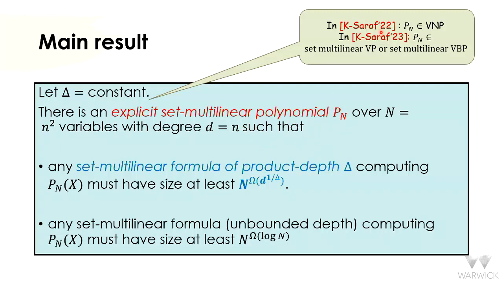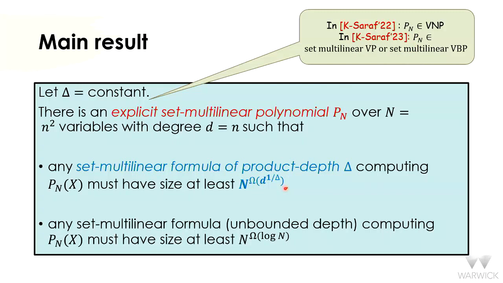So in prior work, we constructed this polynomial. It's some explicit polynomial, and it happens to sit in this class VNP that I'm not going to define. And in the new work, we've managed to construct polynomials that are now computationally simpler. So they now sit inside set multilinear VP. And we've also managed to construct a polynomial that's in VBP. So in particular, it's a restriction of IMM, right? And for which we have these very strong lower bounds. Okay, so that's just the main result.